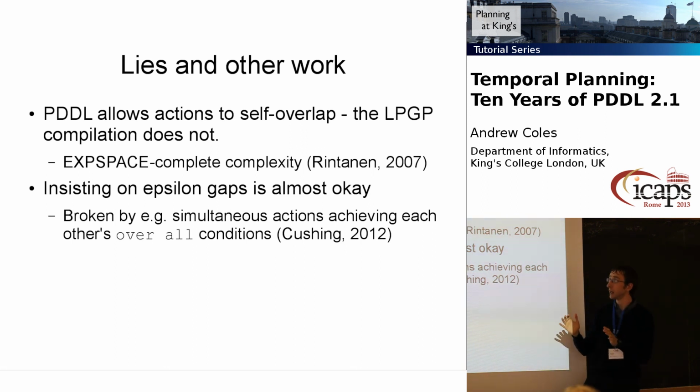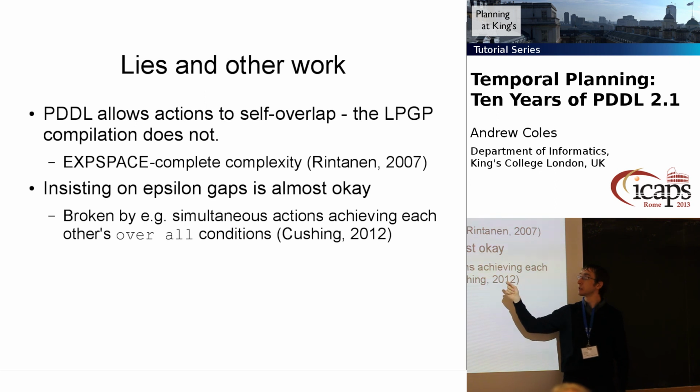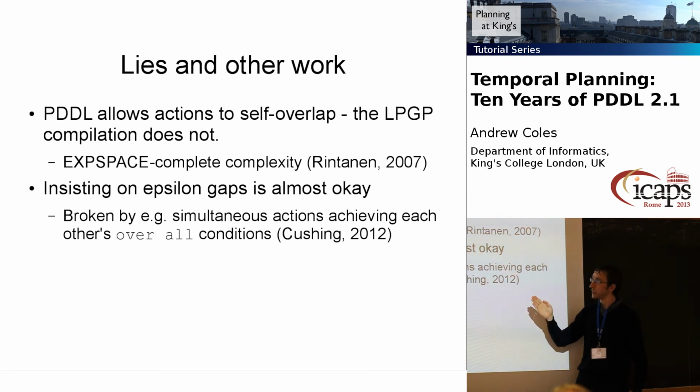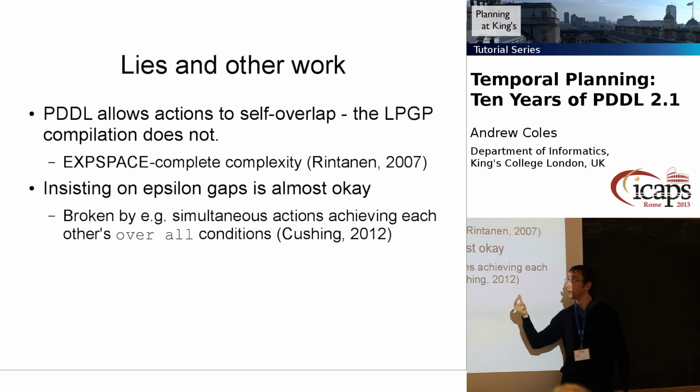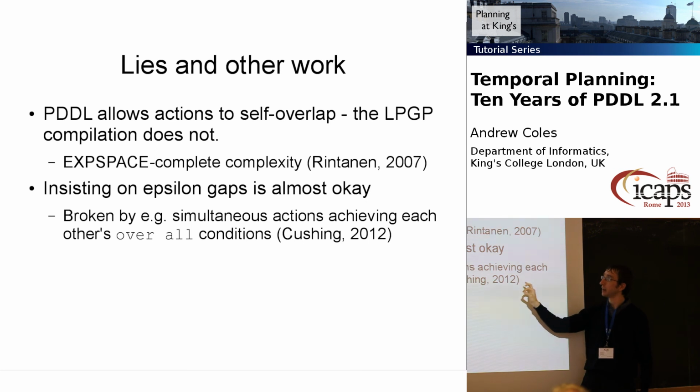That's legal PDDL. It might seem a little bit mad, but it's legal PDDL, and it's broken by insisting on epsilon gaps. If we insist on an epsilon gap between A and B, then actually we can't, because if we insist on that epsilon gap, we've reached a state where the overall conditions of A aren't satisfied, because we strictly have to co-achieve them by simultaneously applying action B. So if you want to read Will Cushing's PhD thesis, it's covered in some detail there. So those are the two lies.